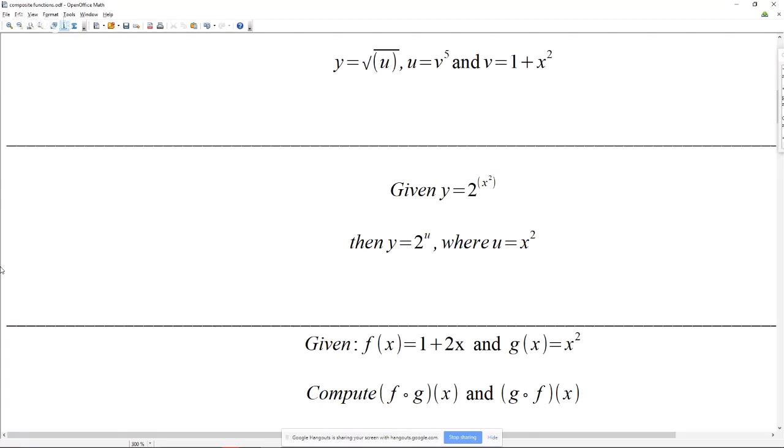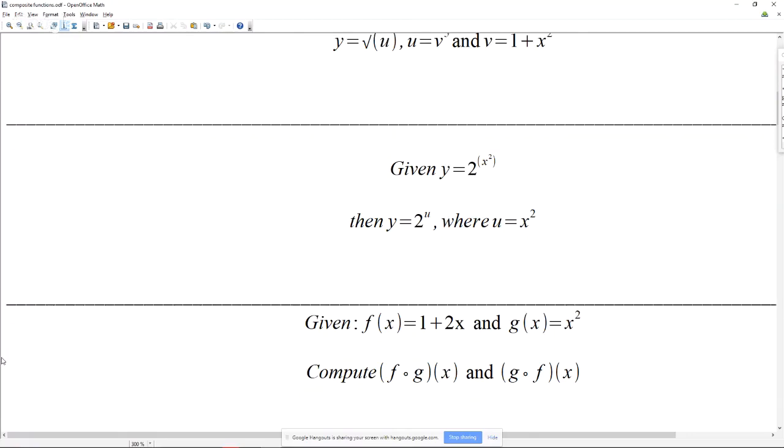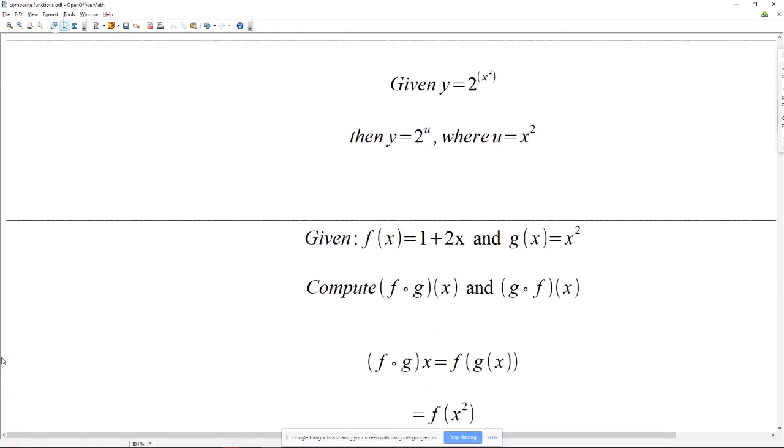Those are pretty easy. Now, here's where some of the differences come in. When you want to figure out a composite function of f of g compared to g of f, this is how they can differ or they can be the same, depending on the function. Let's say I have two functions here: f of x equals 1 plus 2x, and g of x equals x squared. If I want to compute f of g and g of f and compare them, this is how I would do it.